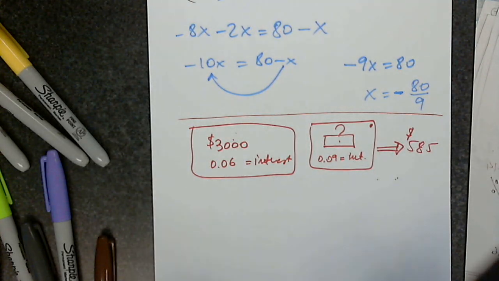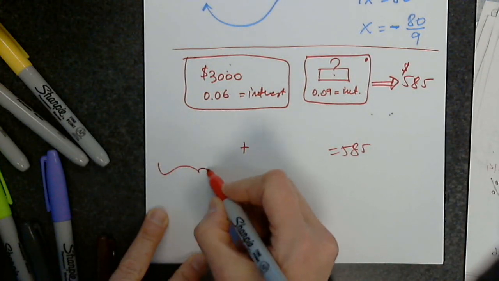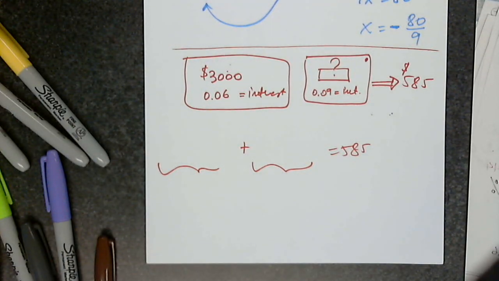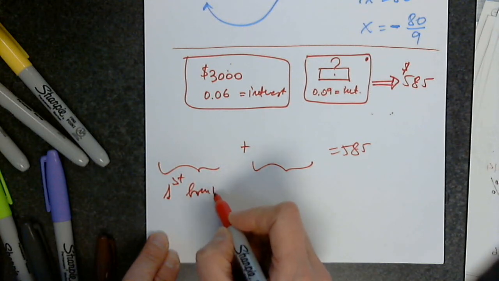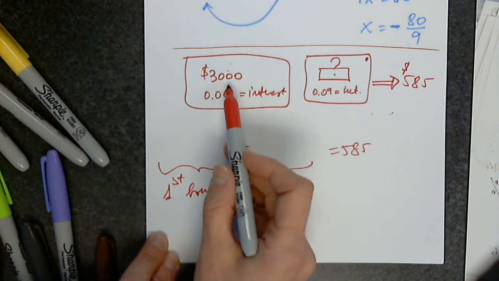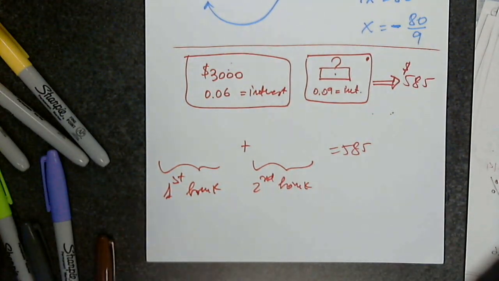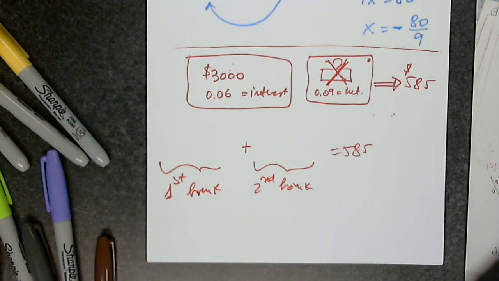So obviously, $585 comes from two sources. Some is going to come from the first bank, and the rest will come from the second bank, right? So this is the first bank giving us an interest on $3,000, and this is the second bank giving us an interest on X that we don't have. Should I repeat the idea, or is it clear?